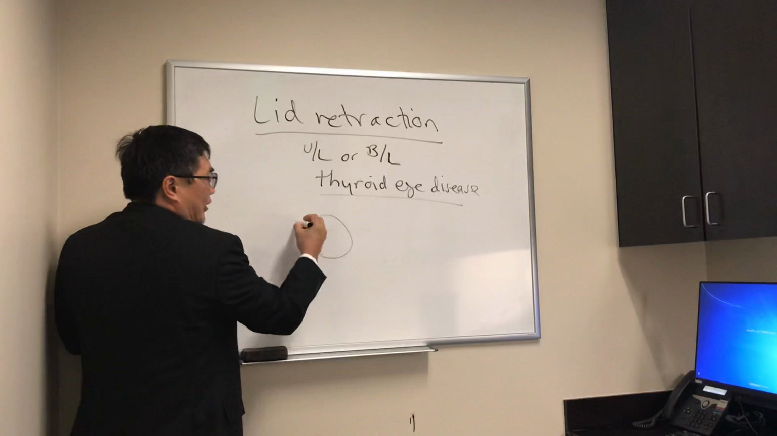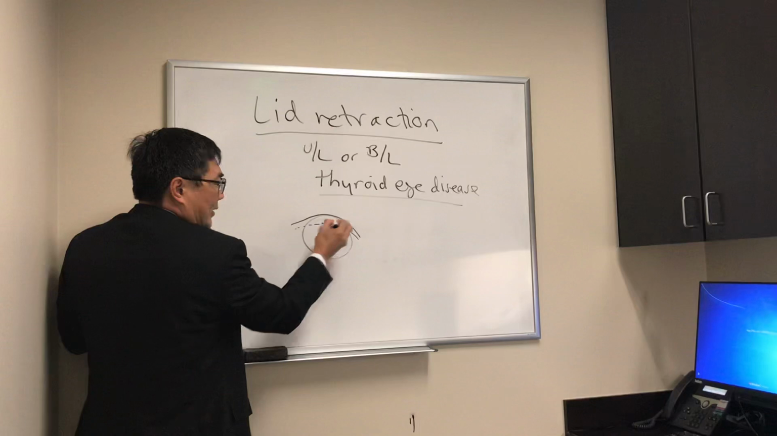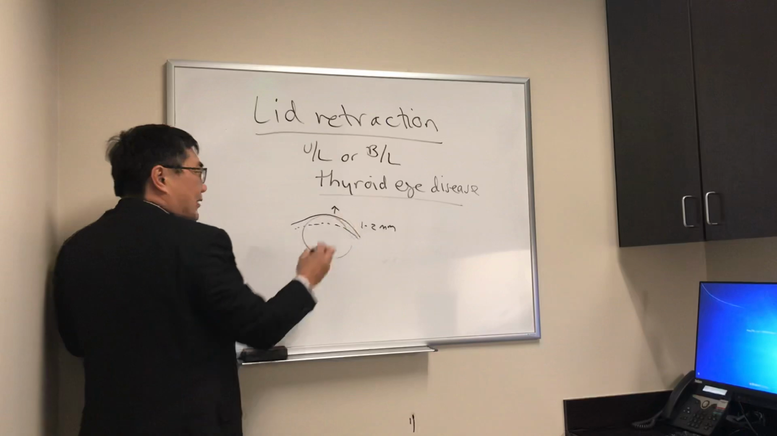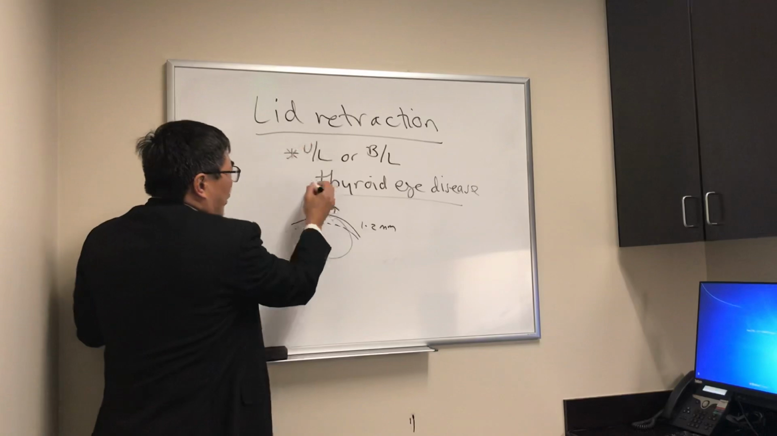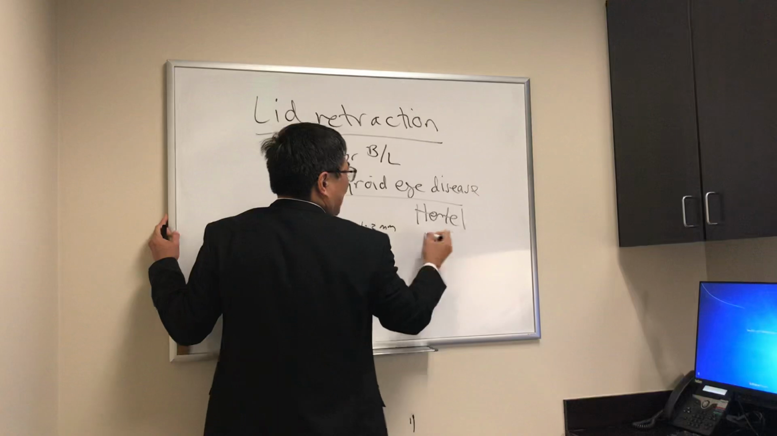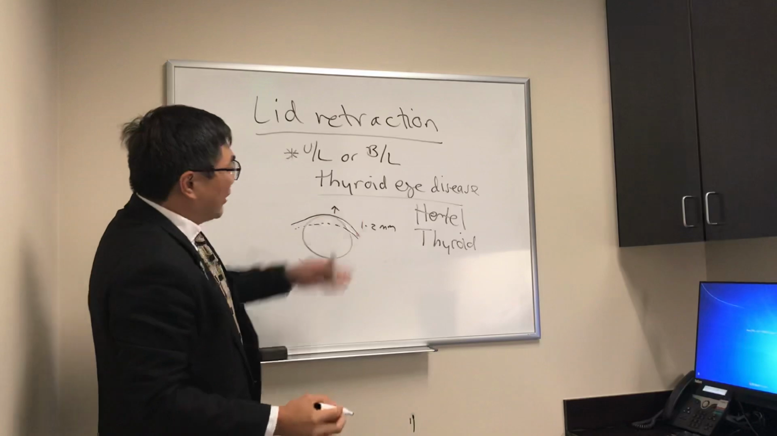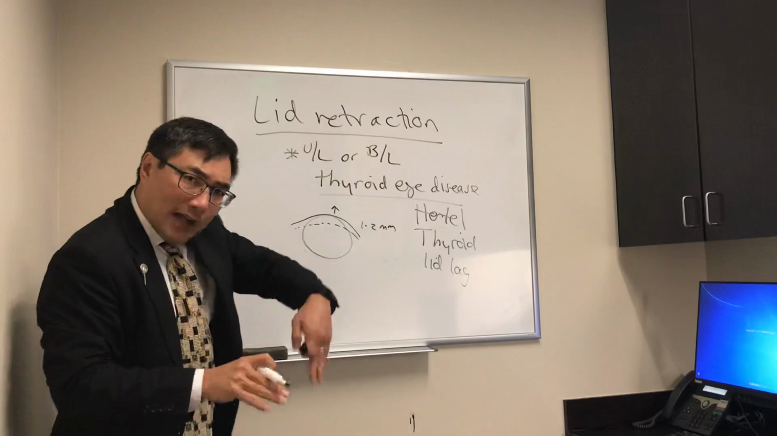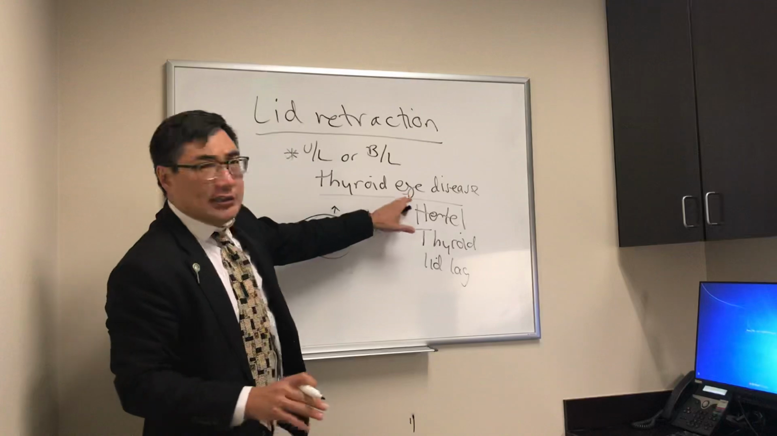And when I'm looking for lid retraction, I'm looking for the lid to normally just cover 1 to 2 millimeters of the top of the limbus. And so if it's at the limbus or above, I consider that to be lid retraction. When we see lid retraction, we're going to be thinking about thyroid eye disease first, and that means doing a Hertel to look for proptosis, asking the patient about their thyroid history, and looking for lid lag, which is the lid lagging in down gaze, so it doesn't follow smoothly. The combination of proptosis, lid lag, and lid retraction is highly suggestive of thyroid eye disease.